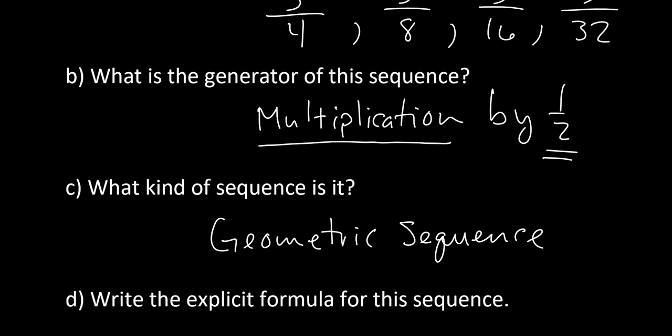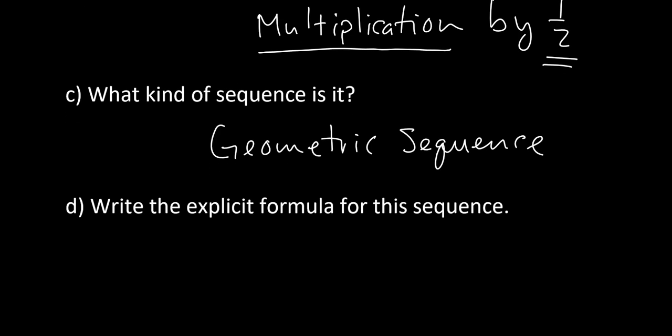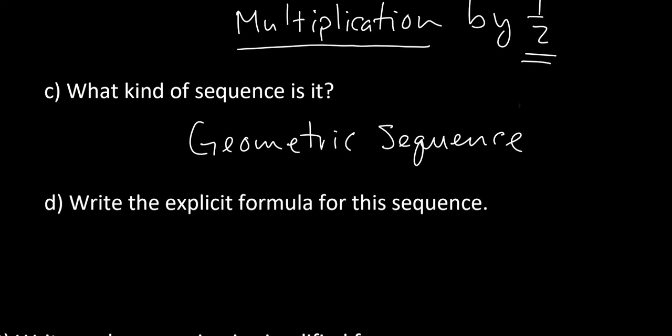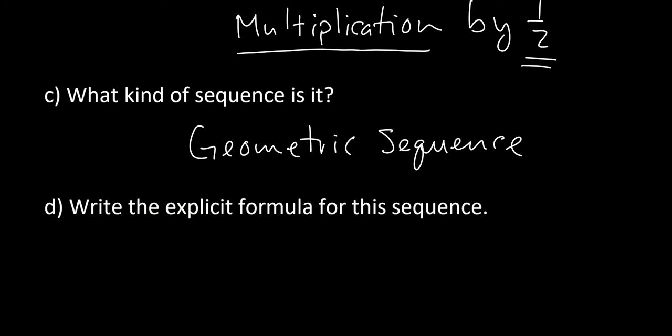As opposed to a sequence in which we're adding the same thing, adding a constant each time, that would be an arithmetic sequence. But this one is geometric because we're multiplying by 1/2 each time. And then finally it says write an explicit formula for this sequence. So the explicit formula is generally of the form a of n equals a 0th term.